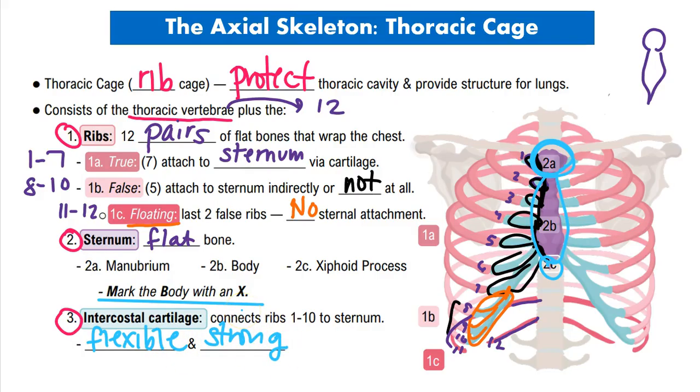Why do they need to be flexible? Well, breathe in and breathe out. You'll see that the ribs are moving as you're breathing in and breathing out, allowing space for the lungs. So they definitely need to be flexible, but they also need to be strong enough to protect the lungs and the heart as well. Now let's see what your textbook shows you about this.